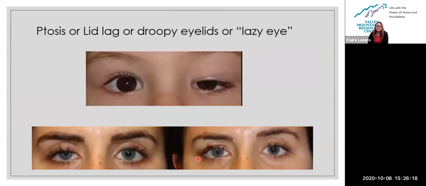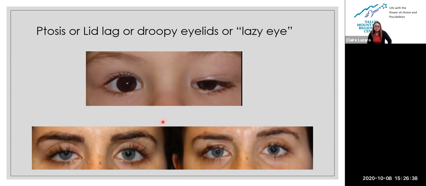Another one here is the lid lag, the lazy eye or the droopy eyelid. So this one is a child which obviously has a droopy eyelid over here. This eye, when you ask the child to open their eyes, this one is bright and really showing the eyes really nice. And this one, it's not.